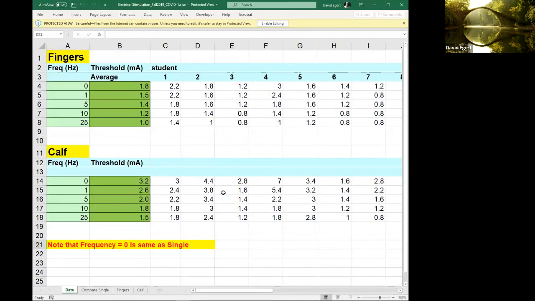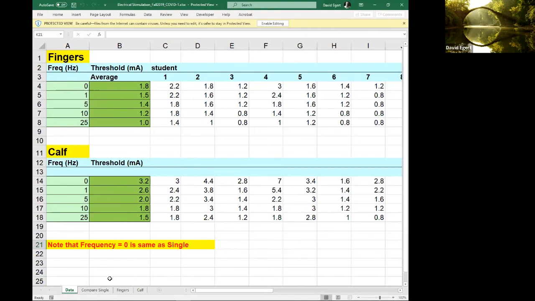So here is the data from a bunch of different subjects. This is the subject in green here. This is the average. And actually now, if you take a look here, you can see, oh, as frequency was going up, on average across all the subjects, threshold was going down.